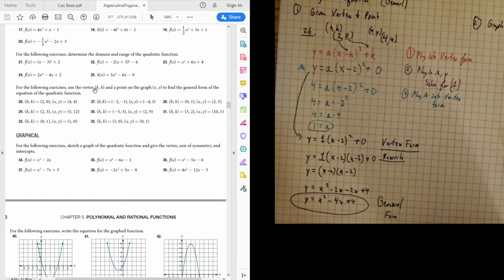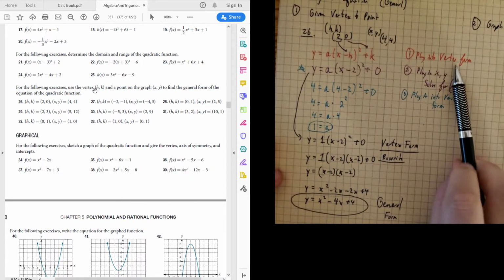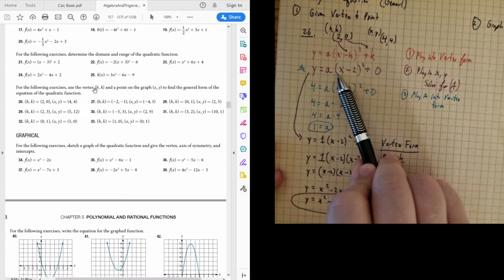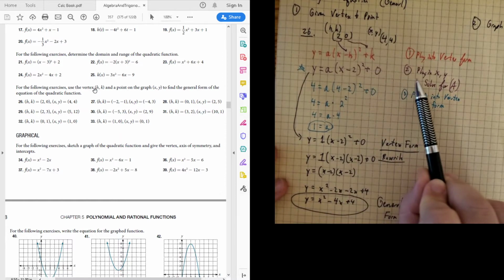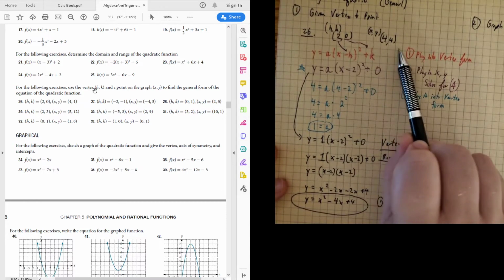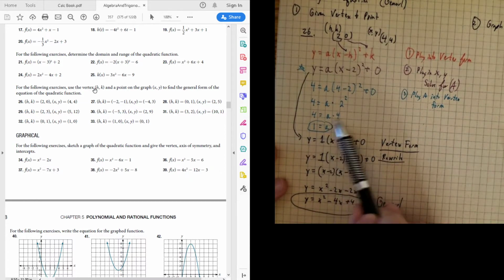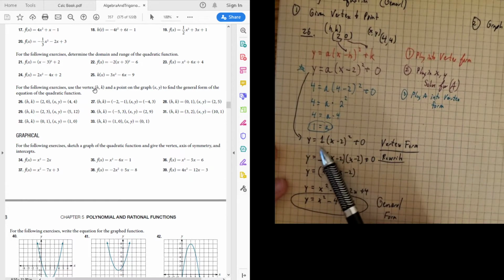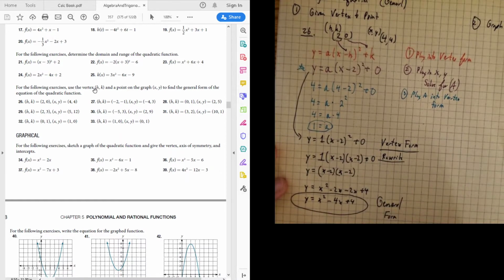We start by plugging into vertex form and write that solution down. Once you plug into vertex form, we now plug in x and y from the point. So that was 4 and 4. And then we solve for a. We then plug a back into the equation, giving us vertex form. And then we rewrite it in terms of general form.